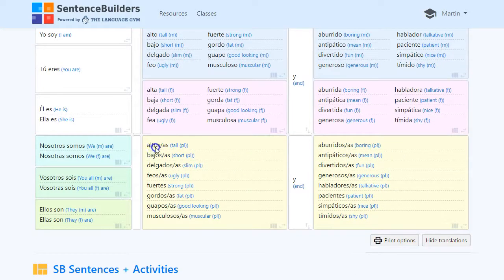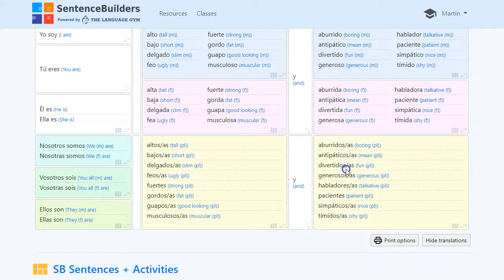However, when we come to these combined adjectives, which contain masculine and feminine forms, listen to what happens when we click on the speech function. Altos as, bajos as, delgados as. So it's saying exactly what is inside the cell there. So altos as, bajos as. Now it's likely to lead to a bit of silliness and hilarity in the class if you start having sentence builders that keep saying as all the time. So that's to be avoided.